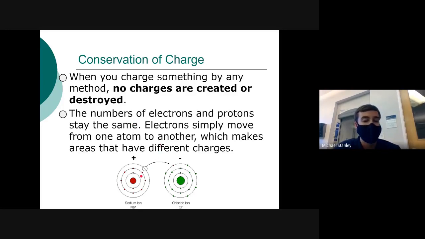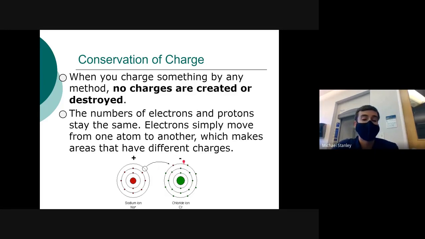Like in this case, we have a sodium and a chloride atom. The chloride atom takes an electron from the sodium. So we end up with the same total number of electrons, right? If I remember correctly, chloride starts with 17 and sodium starts with 11. So that's 28. One electron hops over, so now chlorine has 18 and sodium has 10. That's still 28. We still have overall the same number of electrons. It's just that we moved around how they're distributed.